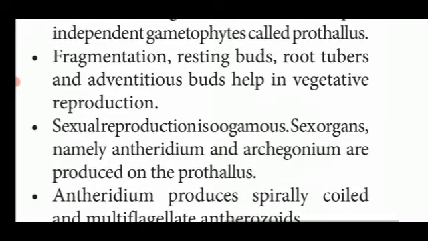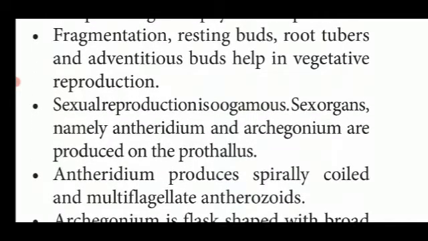Fragmentation, resting buds, root tubers and adventitious buds help in vegetative reproduction. That is, vegetative reproduction takes place by means of fragmentation. The plant body is divided into many pieces. Each piece has the ability to develop into a new plant. Resting bodies, root tubers and adventitious buds are also helpful in vegetative reproduction.